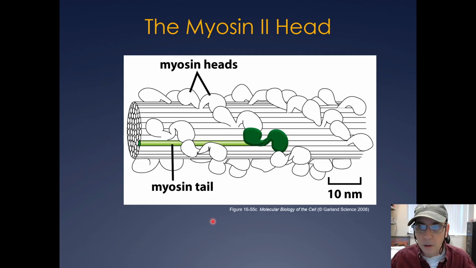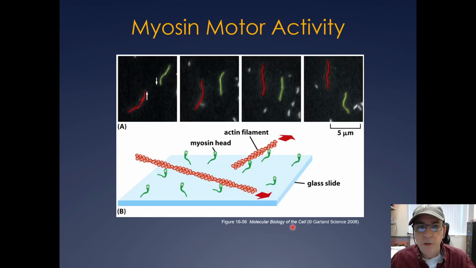If we want to take a closer look at it, what you'll see here is you have the myosin tail, the coiled coil, assembled in this thick filament bundle, and here you have the actual head groups shown here, and they stick out, and that's what attaches to the actin in a muscle cell. Okay, and so the myosins actually have motor activity.